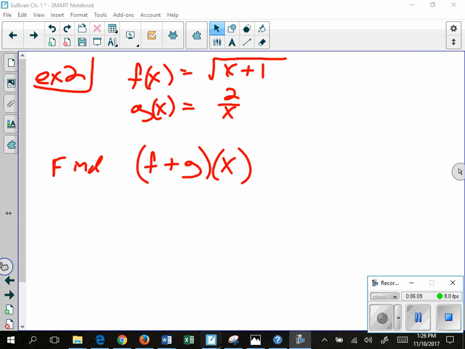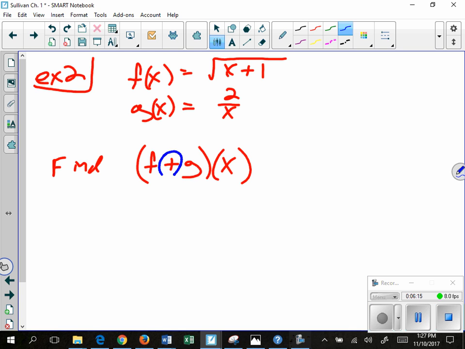All right, so some of the problems are going to ask you to do combining of functions. In this case, it just said adding. So I'm just going to take f of x, which was square root of x plus 1, and add that to g of x, which is 2 over x. I don't know if there's any real simplifying to do for this one, but this one's just adding.